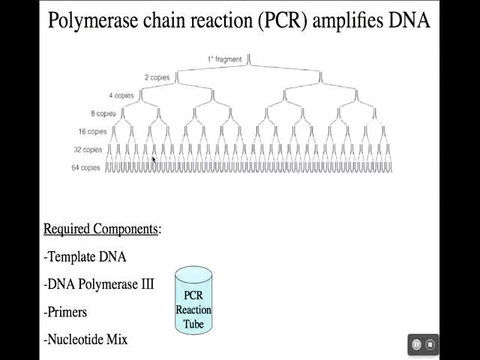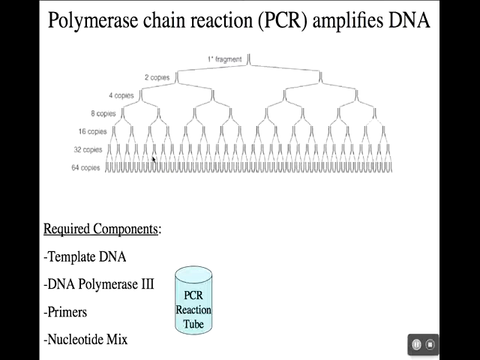You need your template DNA. Whatever it is you're going to make copies of, you got to have that. You got to have the enzyme that copies DNA, and that's DNA polymerase 3. DNA polymerase 3 has to have primers in order to function, so you have to add primers. And you have to add a nucleotide mix. The nucleotide mix are all the G's and C's and T's and A's that allows the copying to occur.